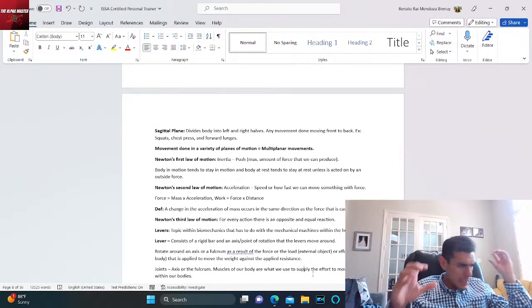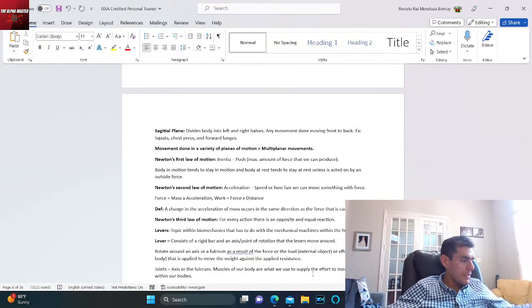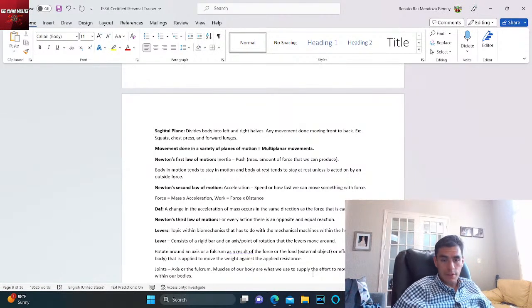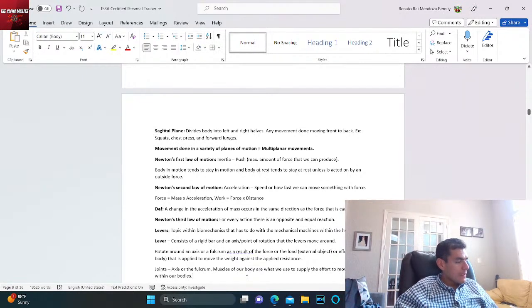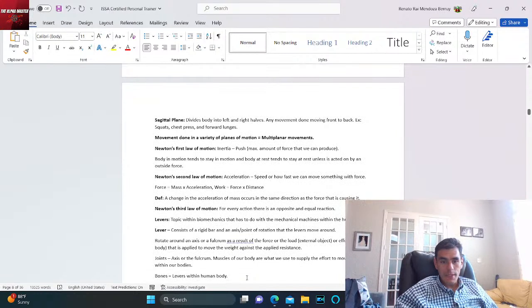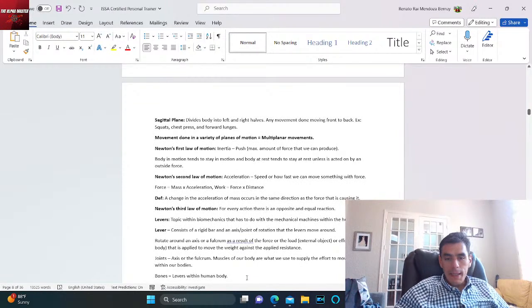So the joints are going to be known as the axis or the fulcrums. The muscles of our body are what we use to supply the effort to move our bones within our bodies, and the bones are going to be the levers within the human body.